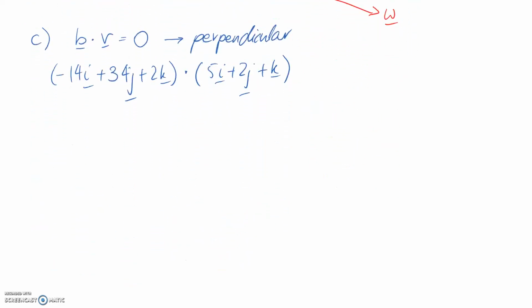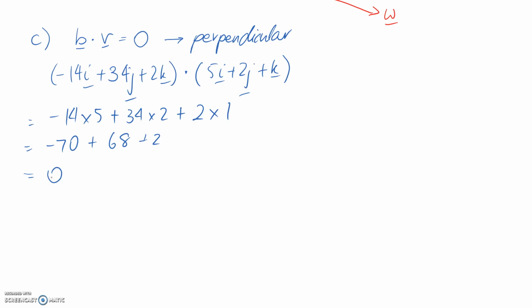Alright, so remember for a dot product, all we're doing is multiplying together the i components, the j components, and the k components, and then adding them together. So we're going to get negative 14 times 5, plus we've got 34 times 2, plus 2 times 1. So putting this together, that one's a bit big, I might put that in a calculator. And if I do that, I end up with negative 70. The next one is 68, and that's 2. So negative 70 plus 68 plus 2, they're all going to cancel out with each other, and I'm just going to be left with 0. So the fact that this came out to 0, that's what shows that those two vectors are perpendicular to each other.